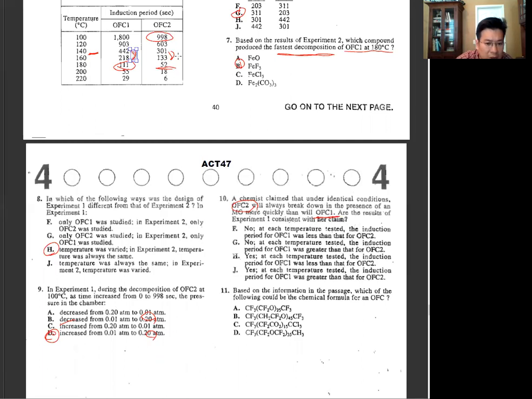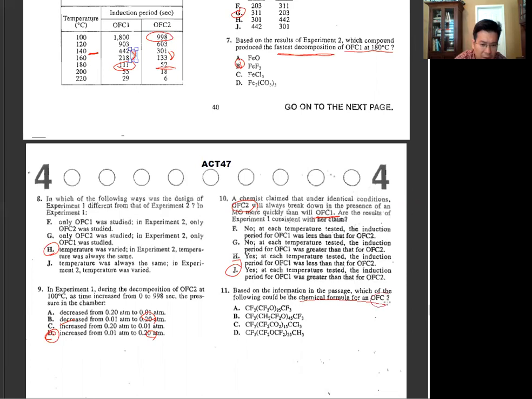So everything is quicker in a way, if you think about it. And why is it quicker? I don't know, but with temperature, for each temperature, OFC2 is a shorter amount of time that they need. So yes, that's J.